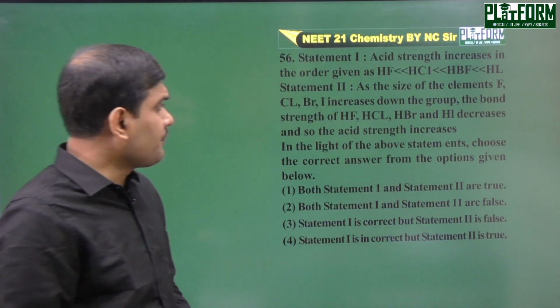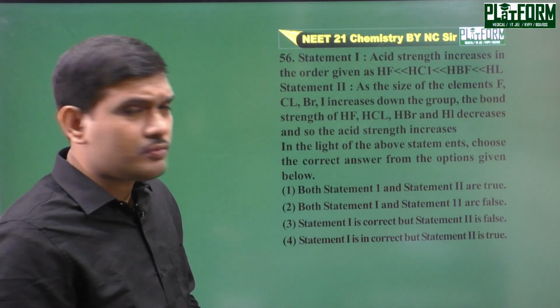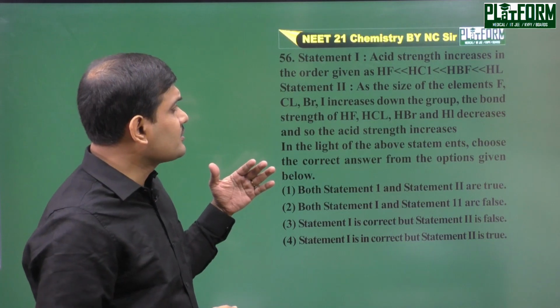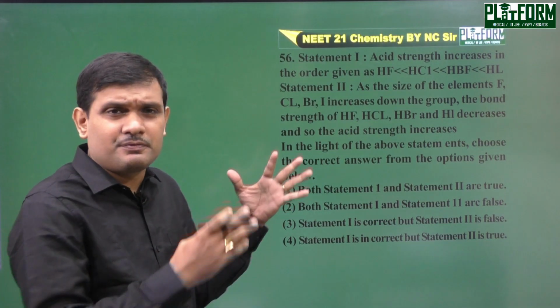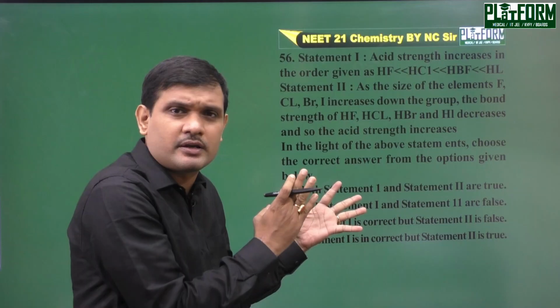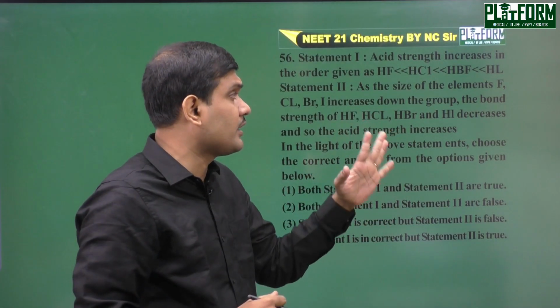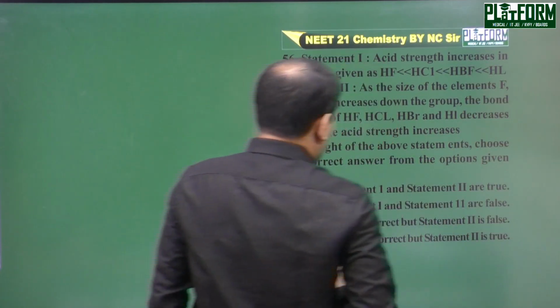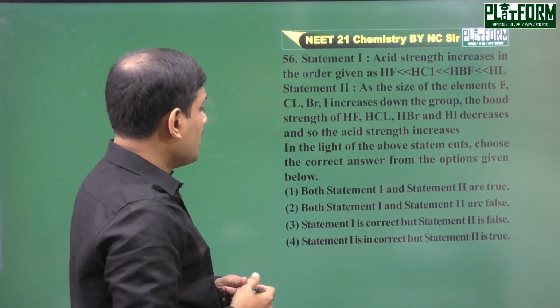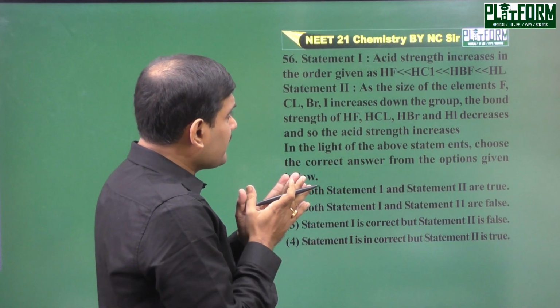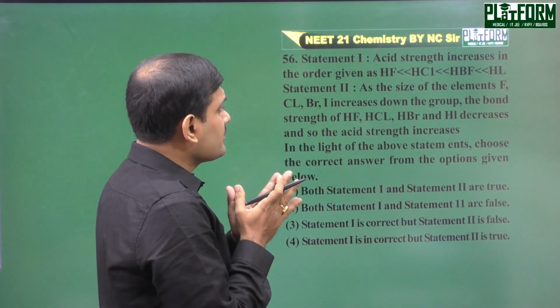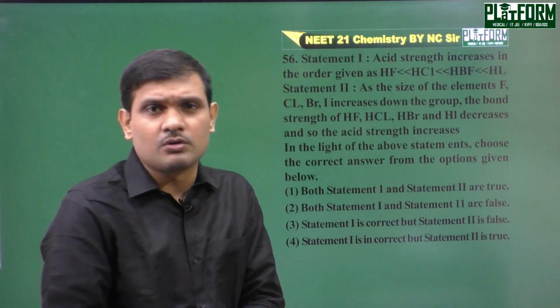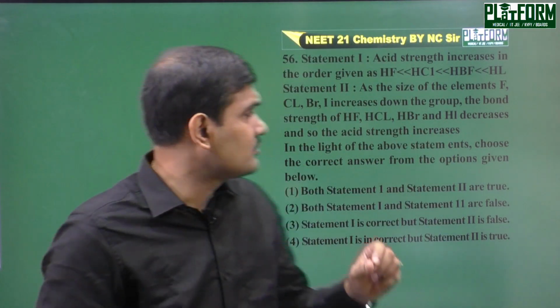now question number 56, it is also a question from P block, group 17. It is said that acidic strength increases in the order HF is much less compared to that of HCl, which is much less compared to HBr, and then it will be HI. Now this is the statement 1 given. Now statement 2, it is given as we go down the group, fluorine, chlorine, bromine, iodine, the atomic size increases.